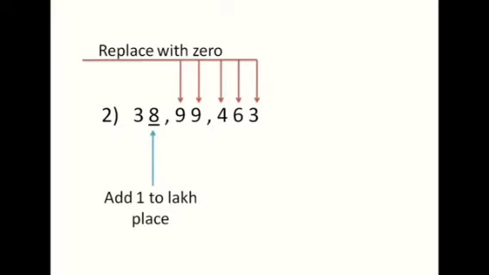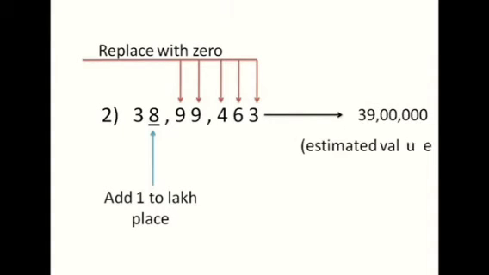So can you tell me what is the estimated value here? So I hope you have done the sum by yourself. It is very easy. You have done so many sums like this. So here 1 has been added to this 8, it became 9. 3 is as it is, there will be no change of this 3. And here 9, 9, 4, 6, 3 will be replaced by 0. So the estimated value is 39 lakh.